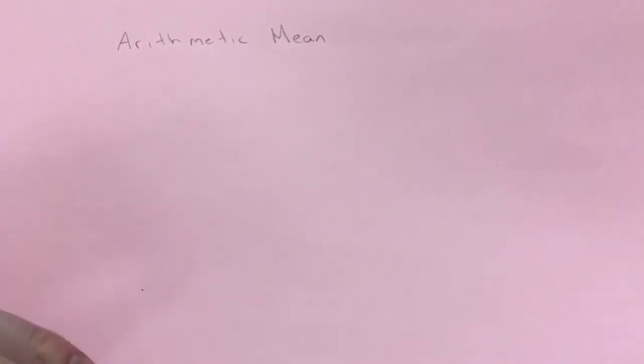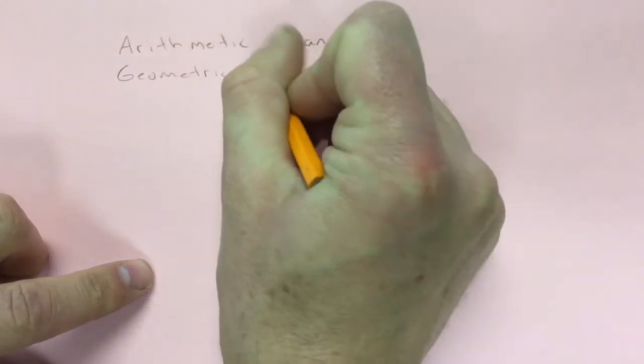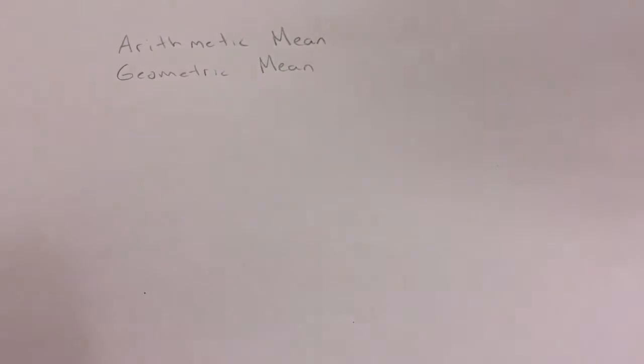So I might get the arithmetic mean of our last test score, where we add them all up, and basically it's just the average. That's not what we're doing today. Today we are dealing with another kind of mean. We are dealing with the geometric mean.